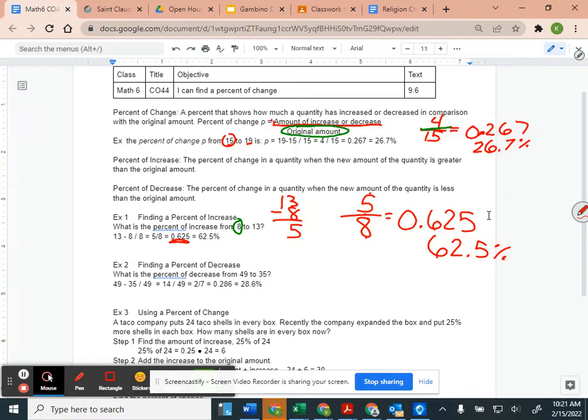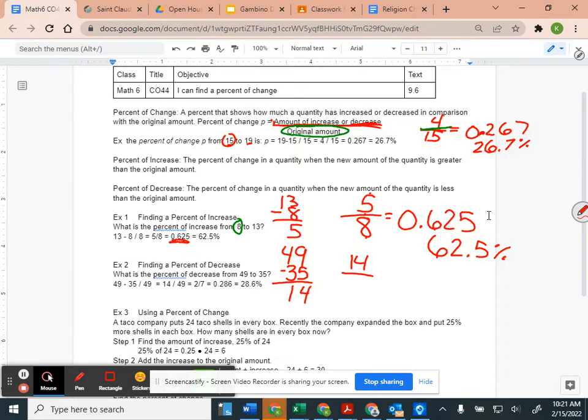Now, what is the percent of a decrease from 49? Now it goes down to 35. How do I find my decrease? 49 minus 35 gives me 14. What do I do with that 14? I put 14 on the top of my fraction. 14 over 49.